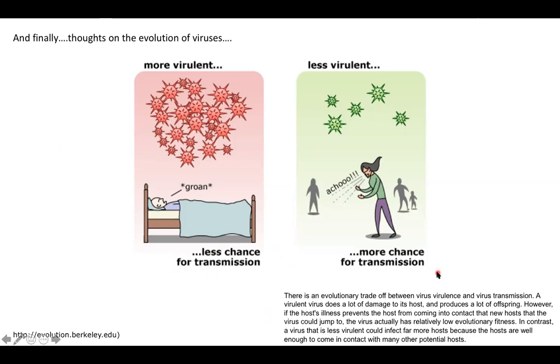Whereas a less virulent virus, something like the cold or the flu, that's not going to kill you, but is going to make you feel quite unwell, is going to have you walking around coughing and sneezing. This is going to have a better evolutionary chance, as it were, because there's a good chance for transmission. So it's interesting to think about coronavirus in this context.